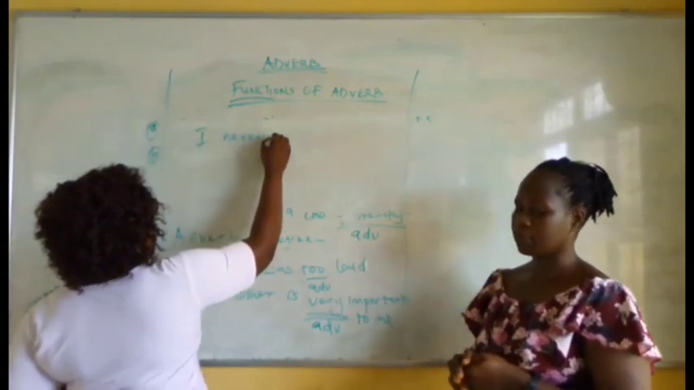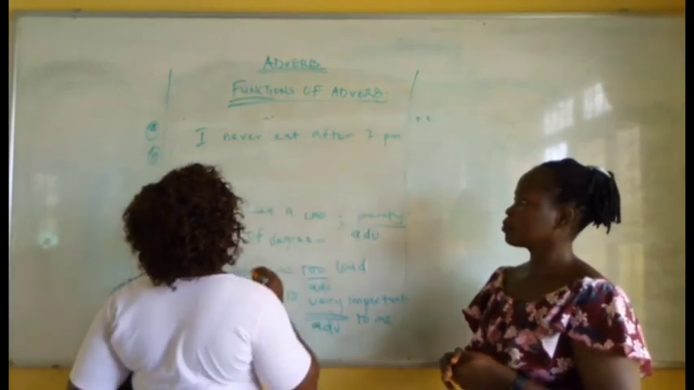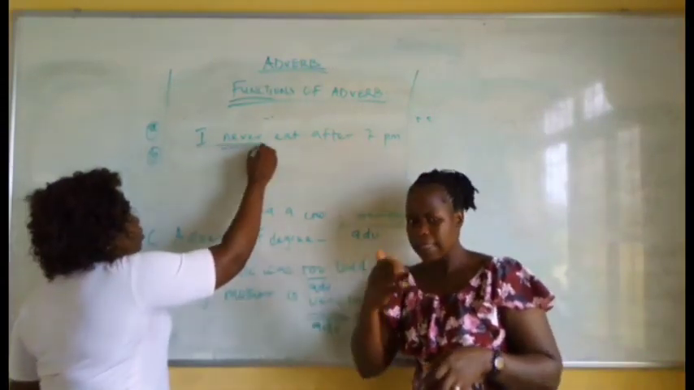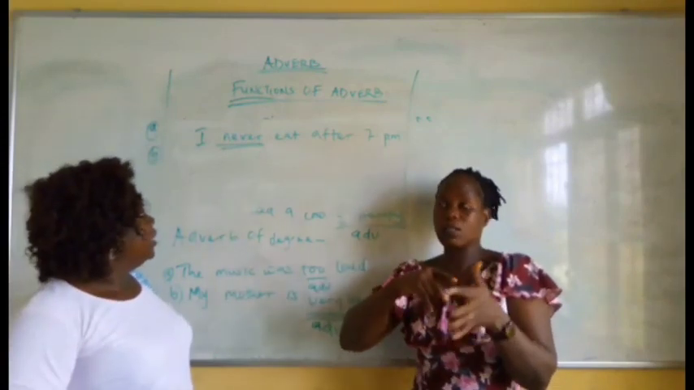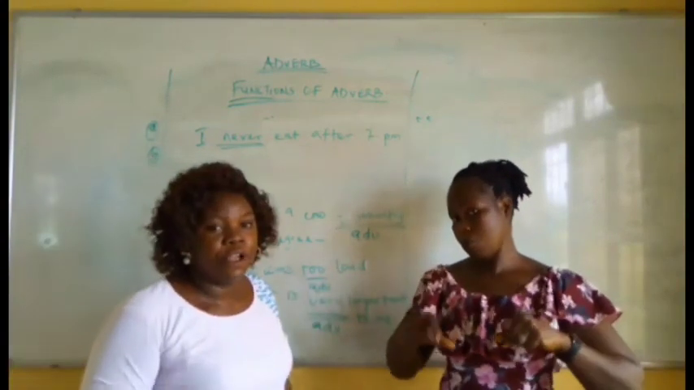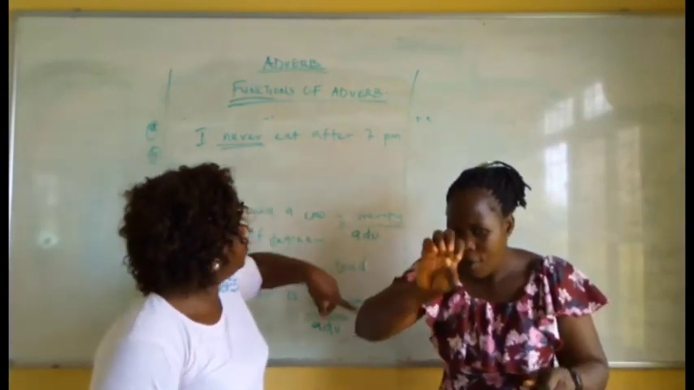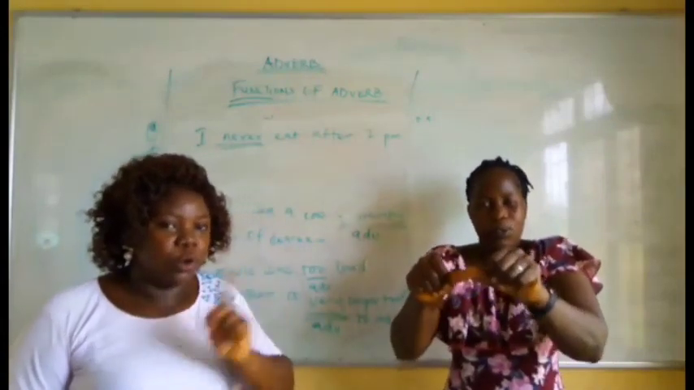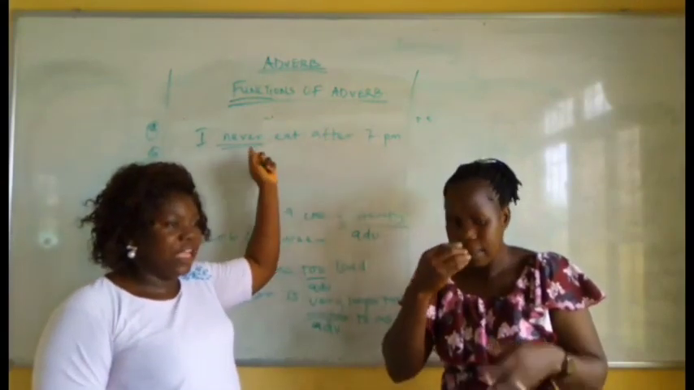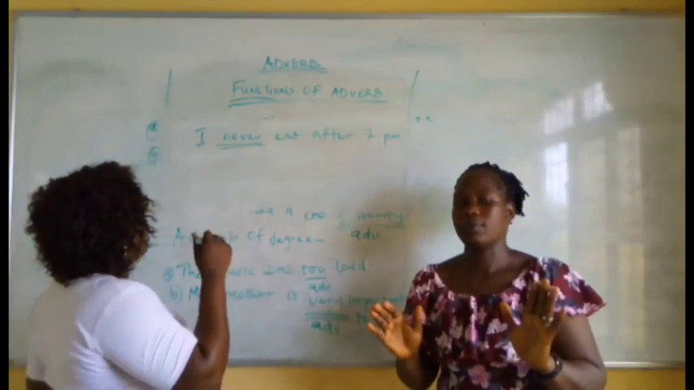I never eat after 7 p.m. This one shows us how frequent an action is being performed. Don't forget that we are under adverb of frequency. It shows how frequently an action is being performed. Never means not at all, that he doesn't eat. That is, I never eat after 7 p.m. Never is showing us the frequency of the adverb of frequency.